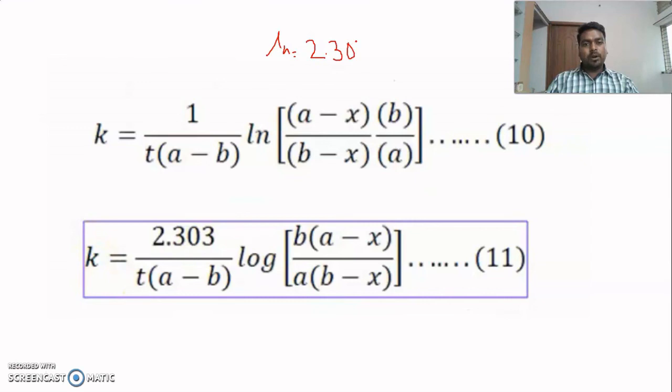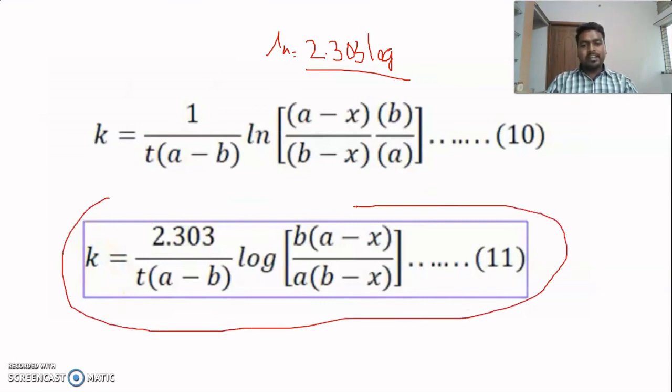Again if you simplify, ln is equal to 2.303 into log. So replace with common logarithm of base 10, because ln is actually base e, mathematically it is equal to 2.303 into log. So k is equal to 2.303 divided by t into a minus b into log of b into a minus x divided by a into b minus x. So this equation is called the integrated rate expression for a second order reaction when the concentration of reactant A is not equal to reactant B.